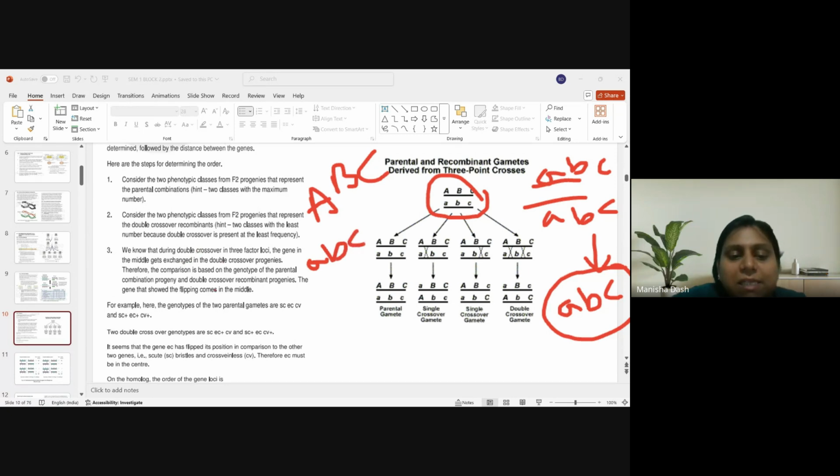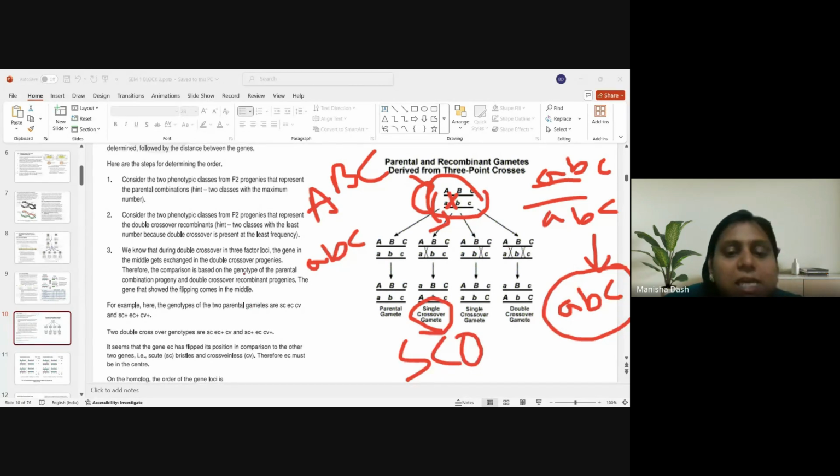This is called the parental genotype because the parent also had the same genotype combination. Now, what could be the other possibilities? There could be a single crossover between gene A and B. If there is a single crossover between genes A and B, the small a will move to this chromosome and the capital A will come to this chromosome. So you will have 2 different gametic combinations: small a capital B C and capital A small b c. This is a product of single crossover, SCO, between the genes A and B.